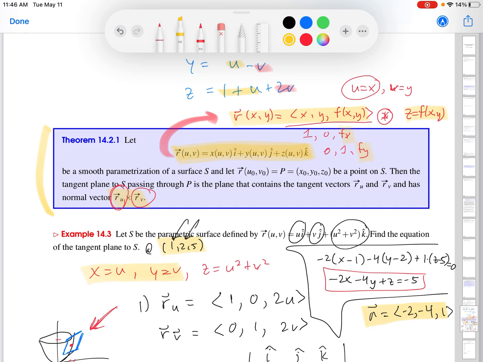You could do other things. You could parametrize surfaces in many, many different ways. So what we're learning now is pretty general in its potential scope.